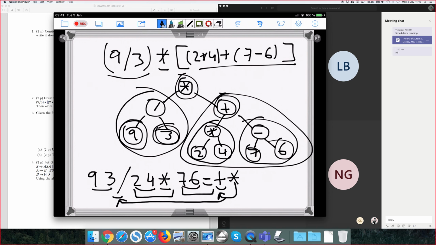Okay, so it's just a matter of writing the expression as a binary tree and then traversing it in post order. Okay? Any question about this exercise? Is it clear?